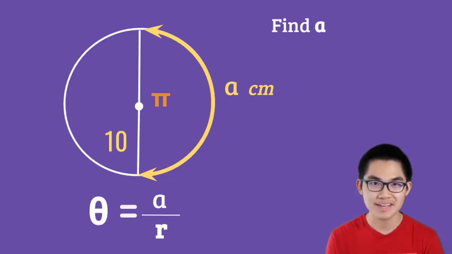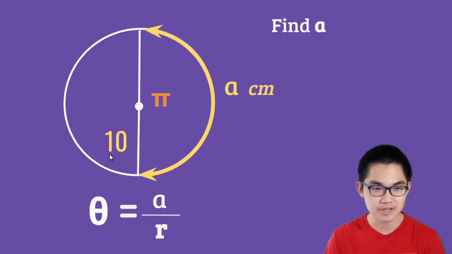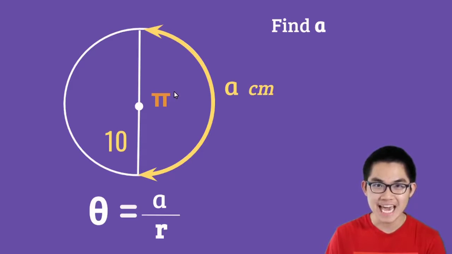And how about this one? So we're given the circle, we know that the radius is 10 centimeters, and we also know that the angle is pi radians. And how do we know that this is in radians? Well, because the angle here does not have the little circle on top, which indicates that the angle is in degrees. So that's why we know that this angle is pi radians. And the question asks us to find the arc length, which is this yellow section of the circumference, and it is pretty easy. So we use the formula.